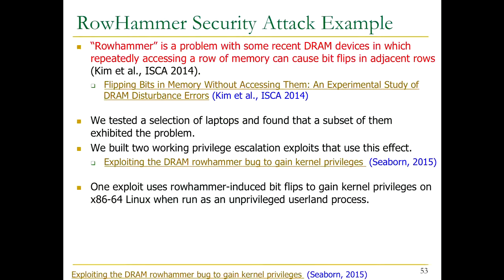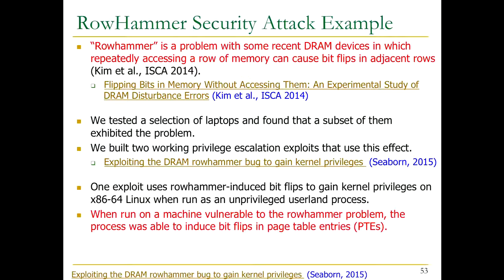One exploit uses these Rowhammer-induced bit flips to gain kernel privileges on x86-64 Linux, rather than being an unprivileged user land process. Which sounds like fun. You can try this also if you want. And how did they do it? Again, I don't expect you to have any background to figure this out. But I'll give you at the high level what they did.